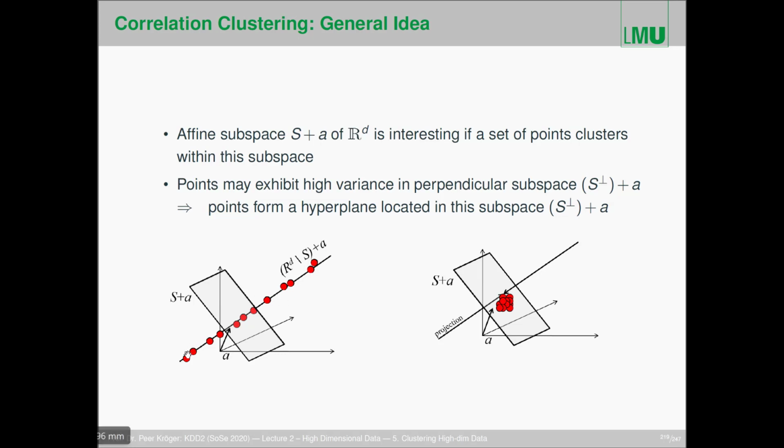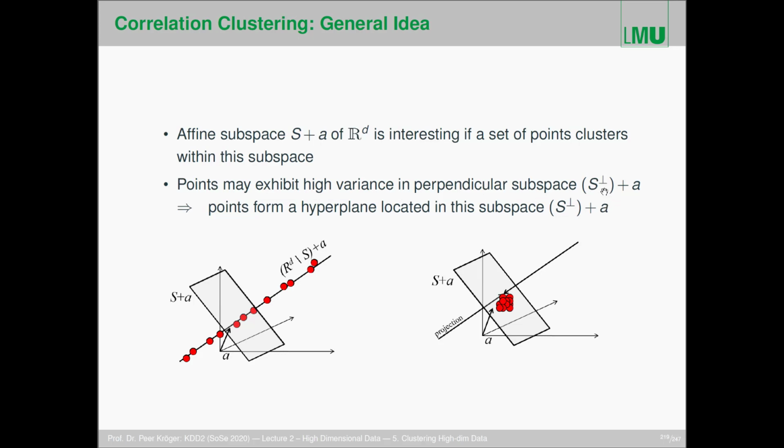Because it's a three-dimensional example, this is just one direction, but that may of course also be multidimensional, because those are the directions that are not interesting for the subspace. So we may have an arbitrary hyperplane of arbitrary dimensionality, which is relevant, and if we project all the points onto this hyperplane, they cluster. And along the perpendicular subspace, the points may exhibit any variance, typically a high variance.